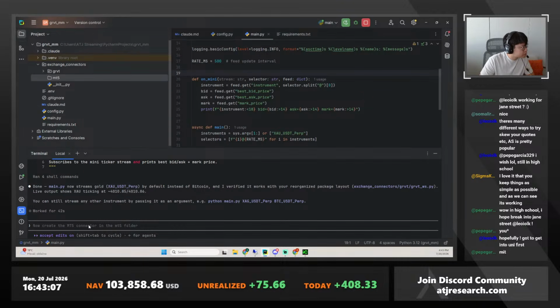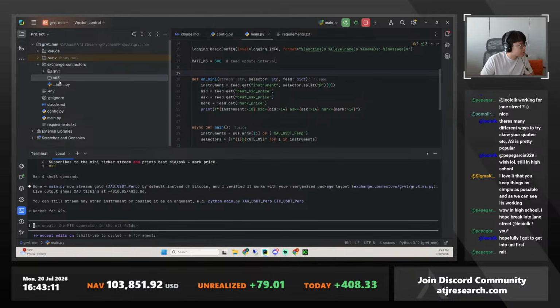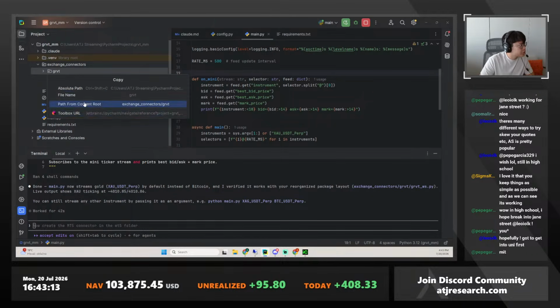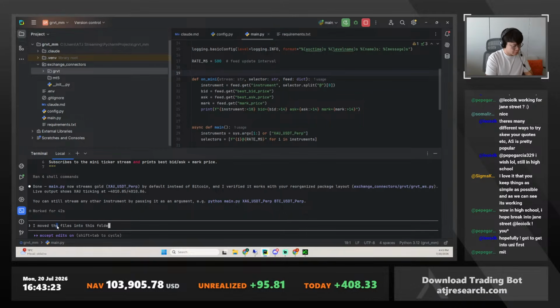Let's restart this. So we need to change the path. I moved the files. Can you update the ports?